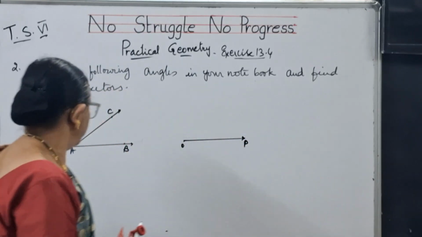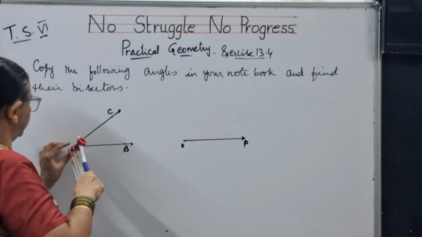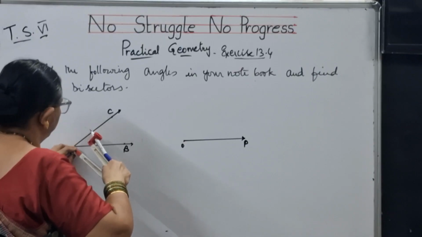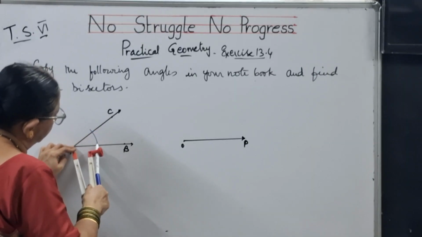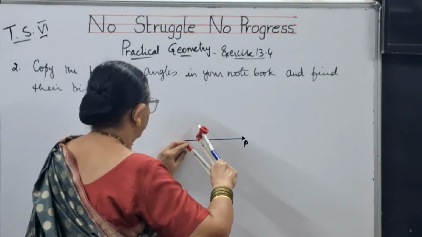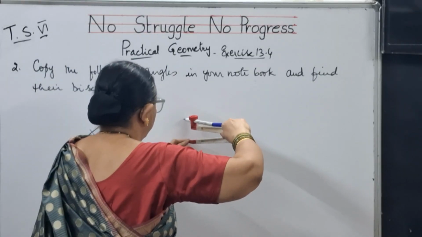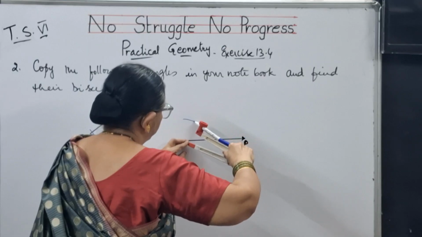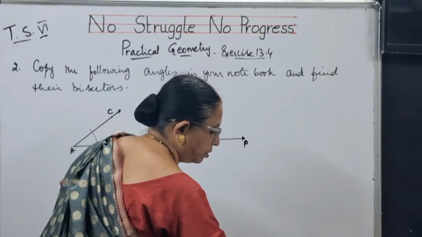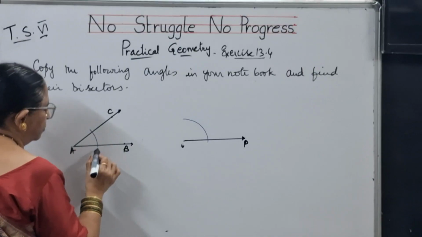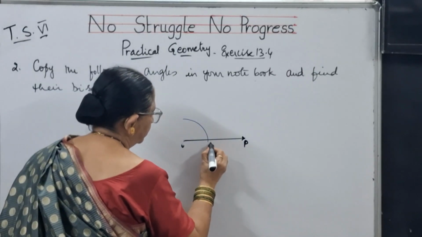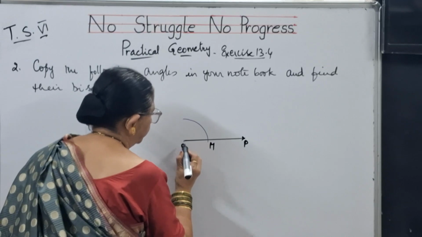Now with some radius A as a center, you have to draw an arc. With the same radius O as a center, you have to draw another arc. So if these two are X and Y and this point is M.